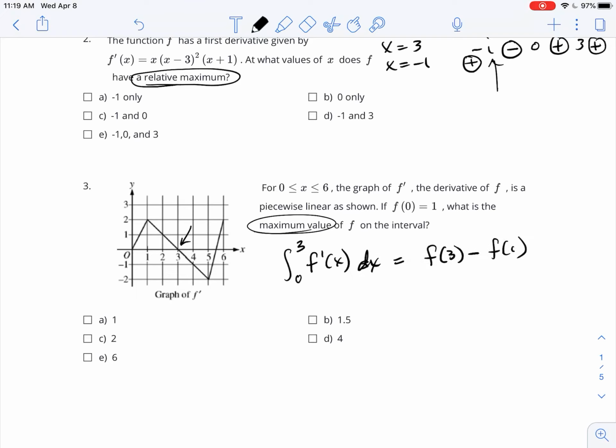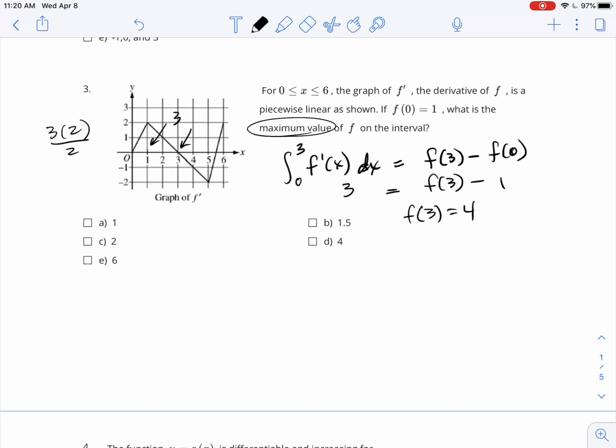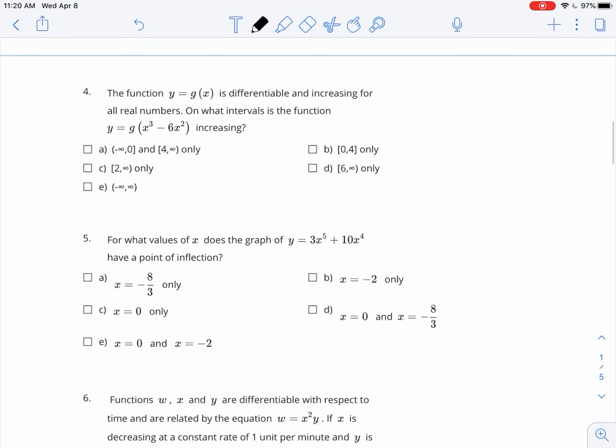And this is of f prime of x dx, I guess. And so this is equal to f of 3 minus f of 0 using your fundamental theorem. And so if I were to calculate the area under this curve of a base of 3, a height of 2, divided by 2, this area right here is 3. And then f of 3 is what I'm looking for. F of 0 is equal to 1. And so if I add the 1, I'm going to get f of 3 is equal to 4. And that's the maximum value.